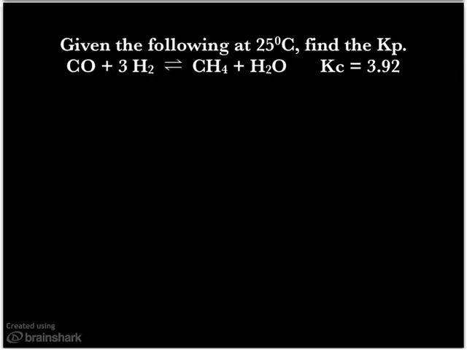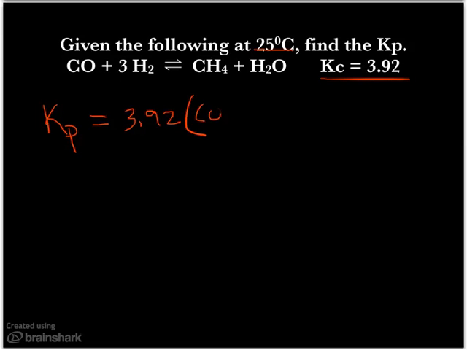So let's go through how you would determine something like this, where here's an example. I give you the temperature, I give you the Kc of this reaction, you need to find Kp. So if you were to take that equation that I gave you previously, Kp equals Kc, so 3.92, times R, so your R is just 0.0821, times the temperature, make sure it's in Kelvin, so 25 plus 273, so that would be 298.